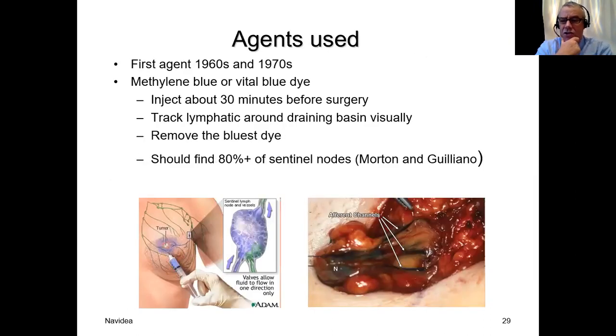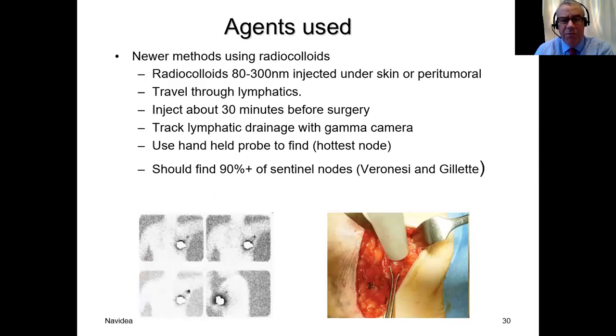So the first agents used were methylene blue or vital blue dye, depending if you're European or American, injected 30 minutes before surgery, and then they tracked the lymphatics and the draining basin visually, and those that were the bluest, they removed. And this had an accuracy of around about 80%, which, to be honest, is just not sufficient for this kind of problem. So in the mid-90s, people started to use radiocolloids injected just under the skin, or peritumorally.